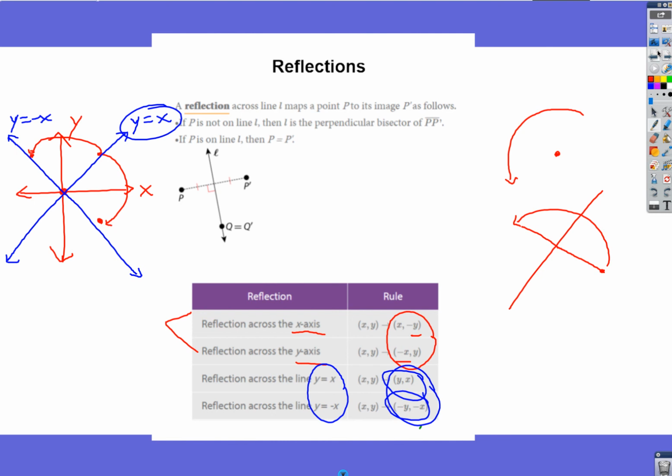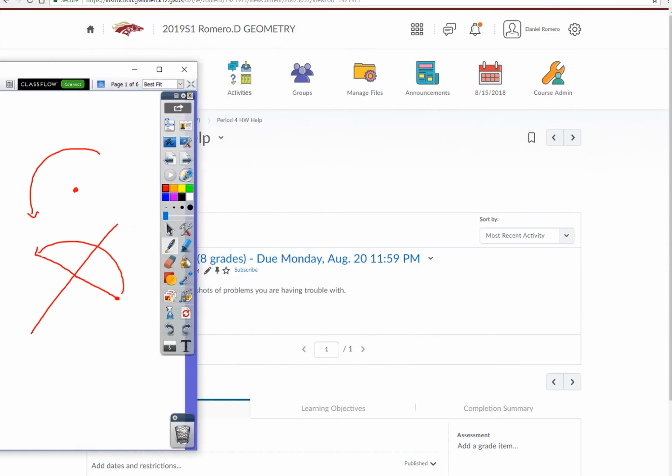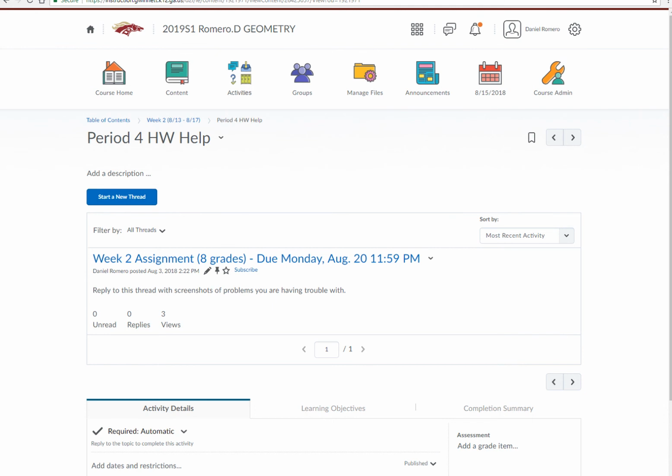If I'm being responsible about things, which one do you think I'm going to probably want to spend the most time reviewing? Translations? Nah, I don't think so. You tell me. Let me get your feedback. Which one would you say has been the most challenging so far? The one that you've understood the least? Yeah, rotations. That's probably what I'm going to spend the most time on.